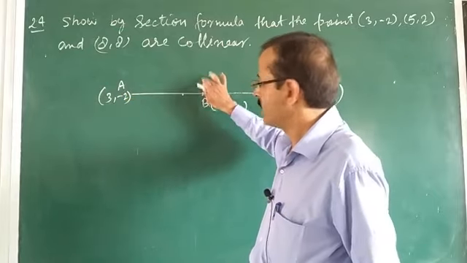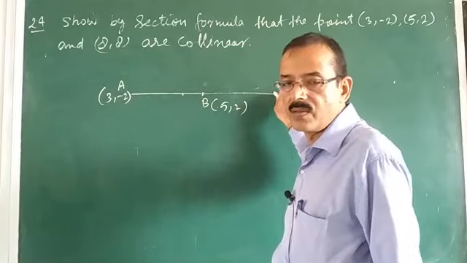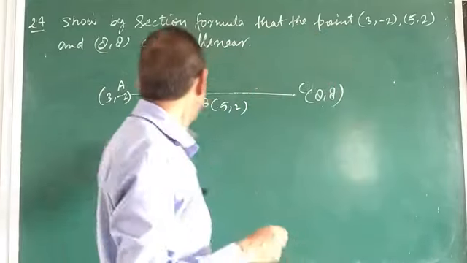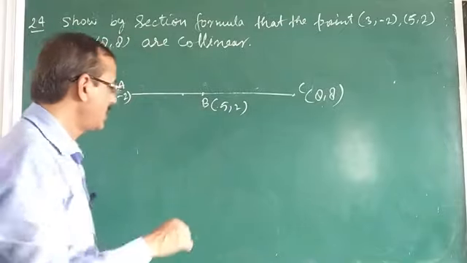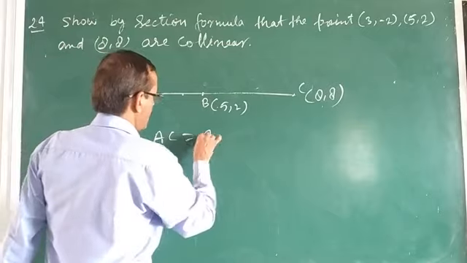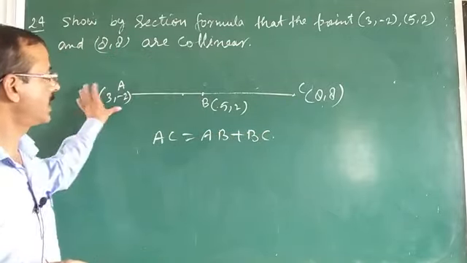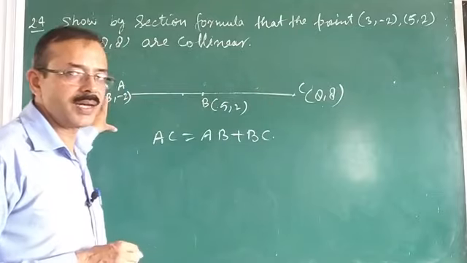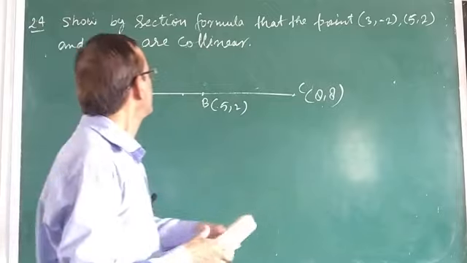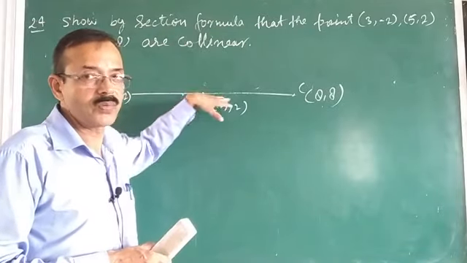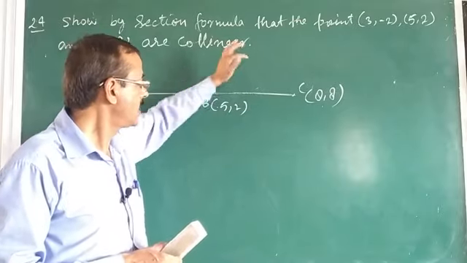How? Find the distance of AB, BC and AC by distance formula. Then check: if AC is equal to AB plus BC, then you can say that these are collinear, means these points are on the same line. But here especially we have to use the section formula to prove it. So we can't use the distance formula here, otherwise no mark will be given by the board.